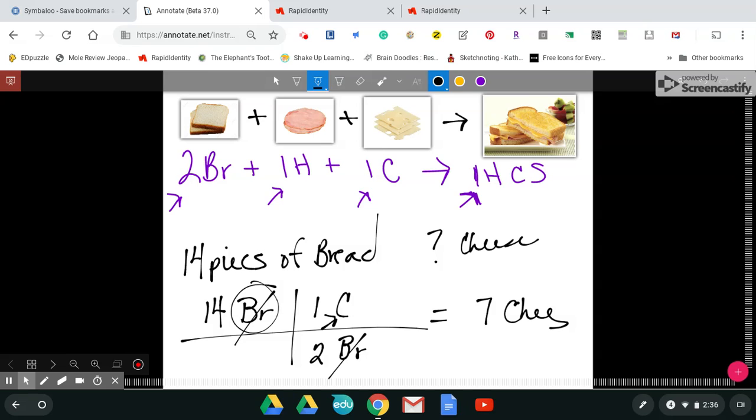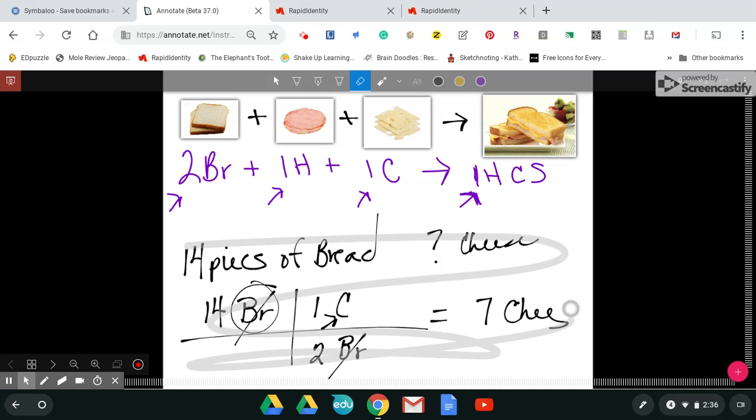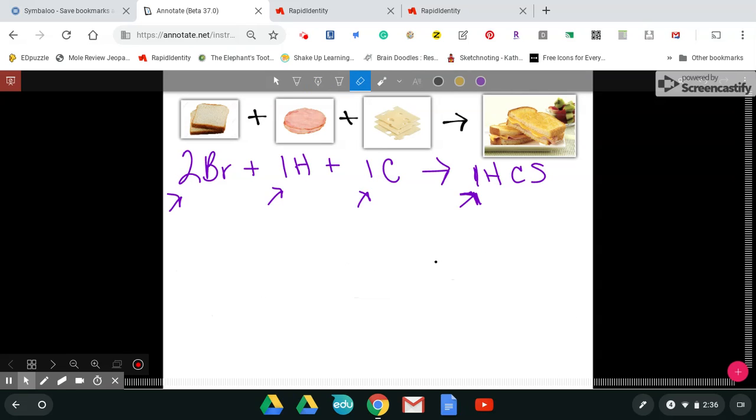All right, let's do a different one. All right, let's say that I've got 97 pieces of bread. Okay, how many sandwiches?